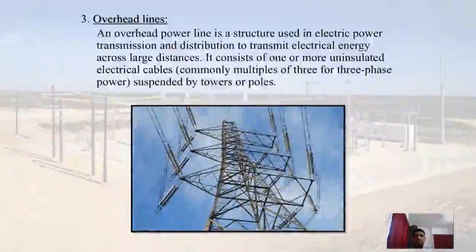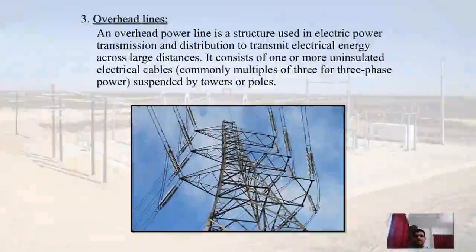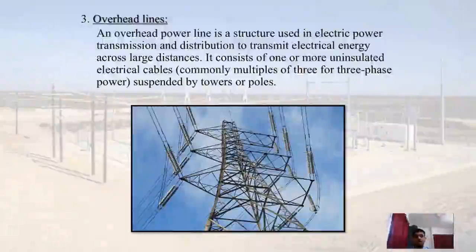In the next slide, we are going to see the third main point, that is overhead lines. An overhead power line is a structure used in electrical power transmission and distribution to transmit electrical energy across large distances. It consists of one or more uninsulated electrical cables suspended by towers or poles. Again here below I have attached an image of overhead lines.